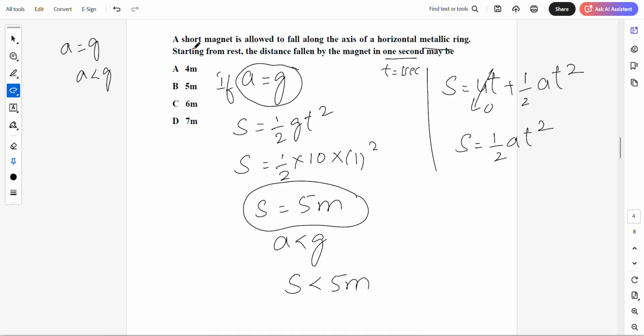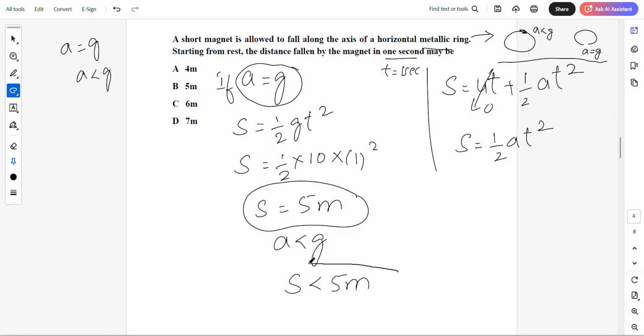But in this case, a short magnet is allowed to fall along the axis of a horizontal metallic ring. They have given a metallic ring, therefore it is a complete ring. If it is a complete ring, A will be less than g. If it is a cut ring, at that time A will be equal to g. You should know that very clearly.